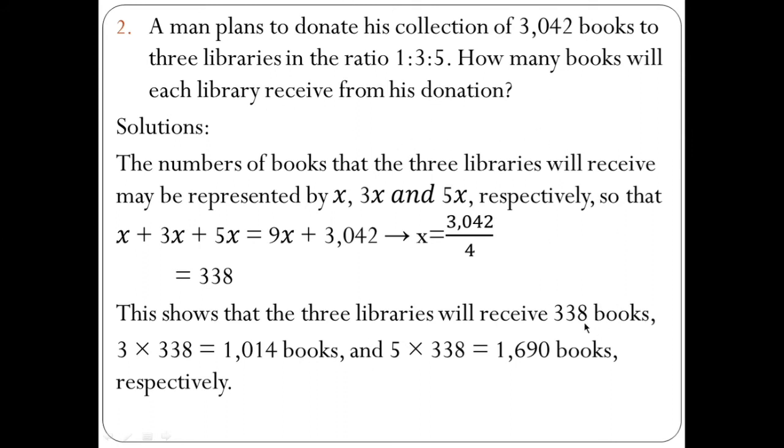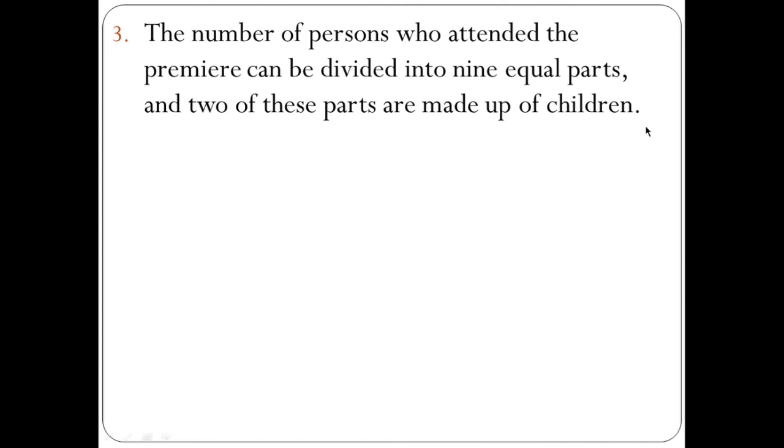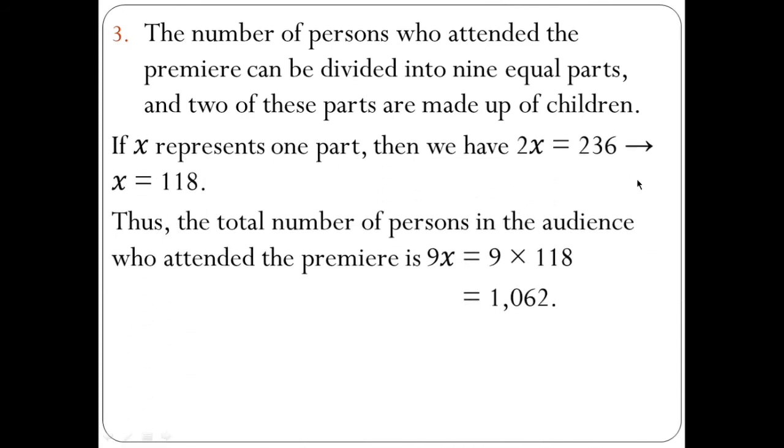So, yung first, 338, yung second, 1,014, and yung last, 1,690 books. Okay, so example number 3. The number of persons who attended the premiere can be divided into 9 equal parts, and 2 of these parts are made up of children. If x represents one part, then we have 2x. Saan class galing yung 2x? Dito po, 2 of these parts. So 2x equals 236.